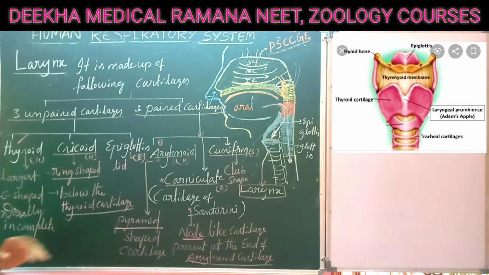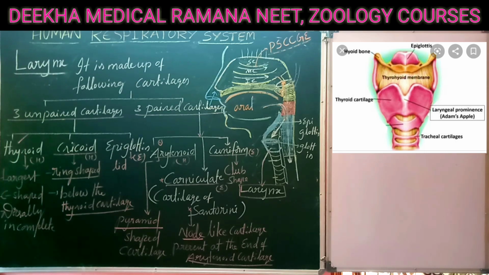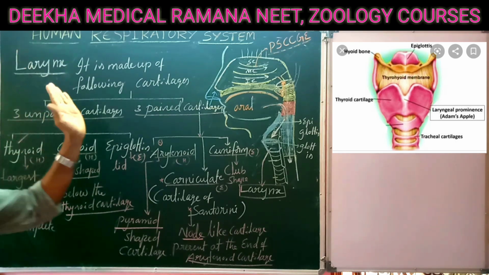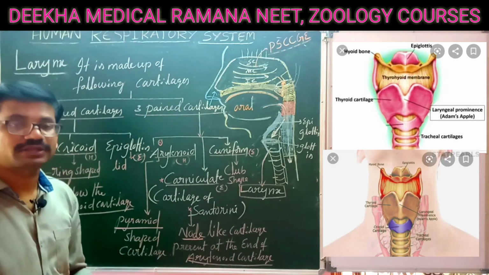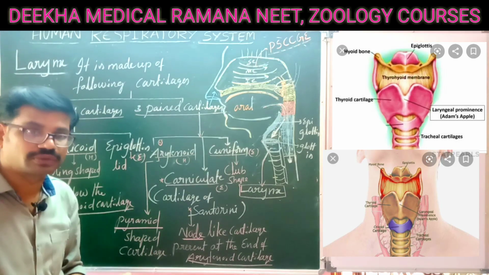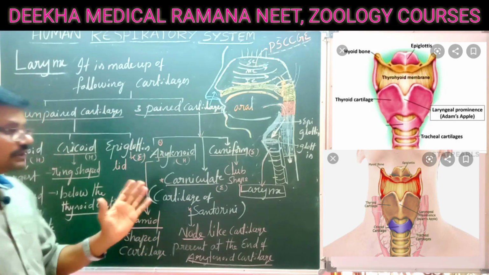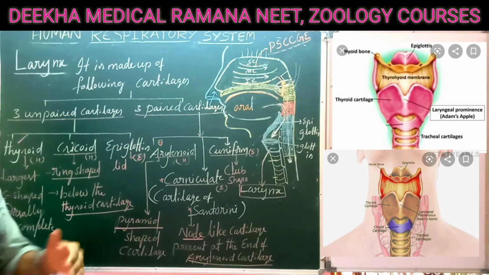So in this lecture we have completed the anatomical structure of the larynx, but physiologically, what is the function? The larynx is also known as the voice box or sound box. How voice comes out and how sound is produced, this will be seen in the continuing class.